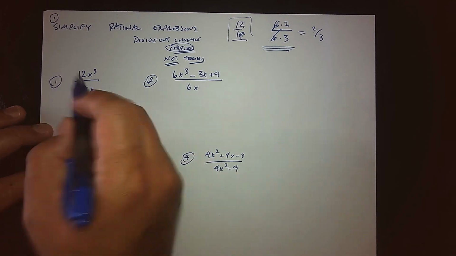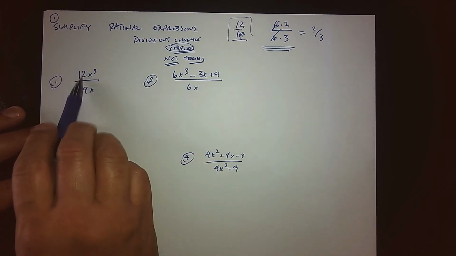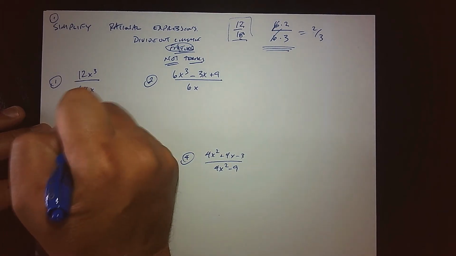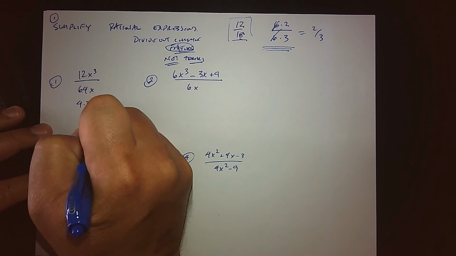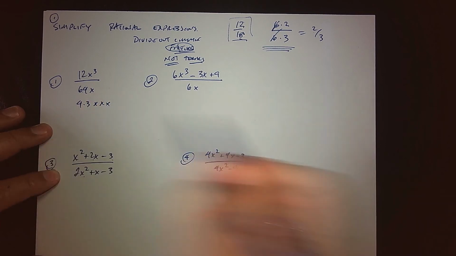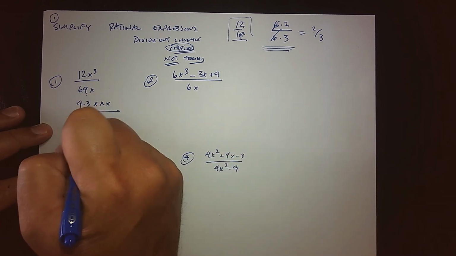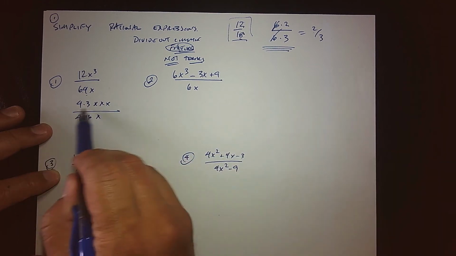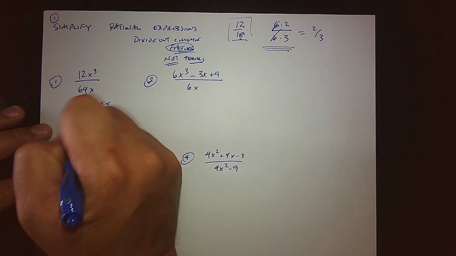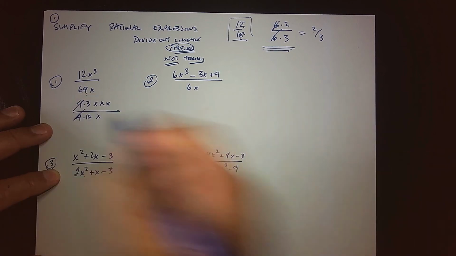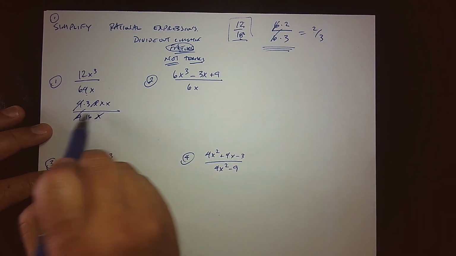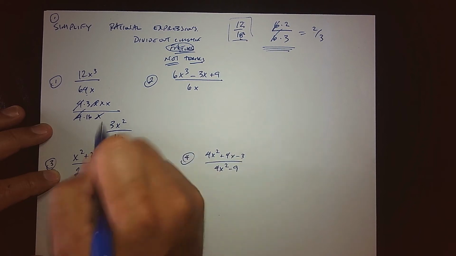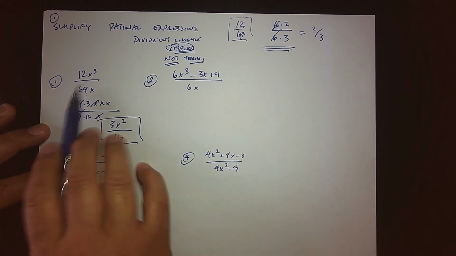But to be consistent, when I'm looking at 12 and 64, I believe a 4 is in common, right? So we have 4 times 3, and then if you really wanted to, we have x times x times x, right? And then 64, well, that's 4 times 16, and then we have an x. So you can start seeing, after I've broken everything up into a product, 4 divides into itself, and an x divides into itself, and upstairs what's left is a 3x squared, and down below is a 16. So again, you can probably do that in your head.